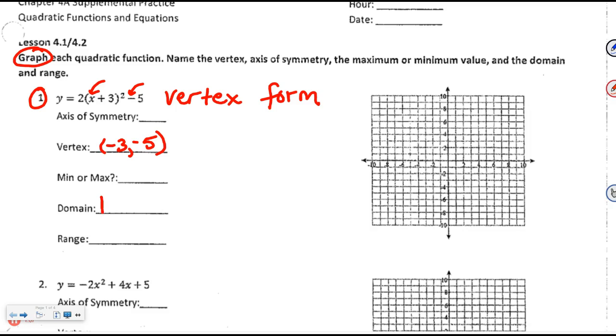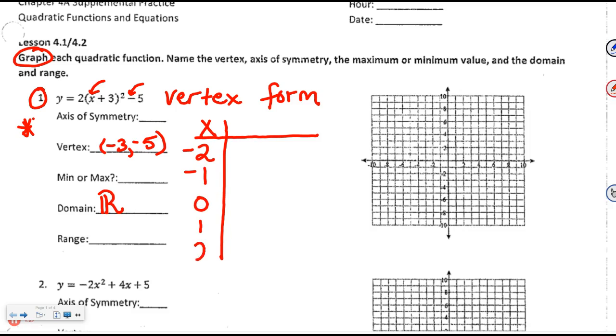We know that the domain is all reals all the time. These, though, are the kind where you have to make a table of values. So when it's in vertex form, before you go graph it, you have to make a table of values, and what you put in for x is the same every time. You put in -2, -1, 0, 1, and 2. Then for the y, you go square those, and it'll be the same every time. 4, 1, 0, 1 times 1, and 2 times 2.